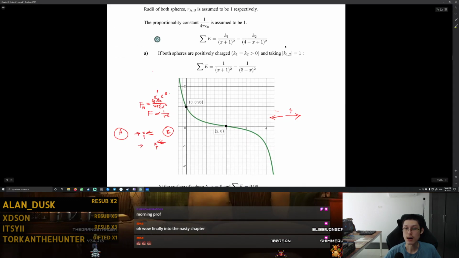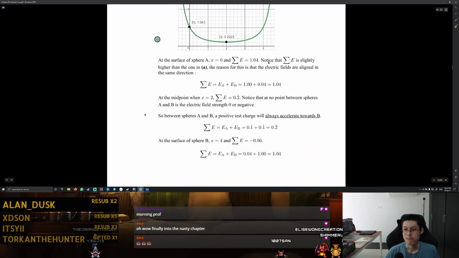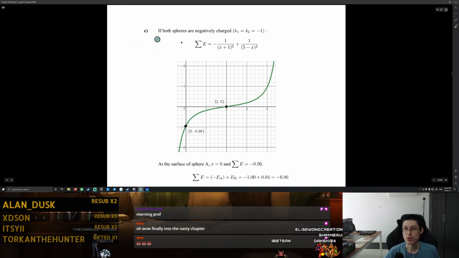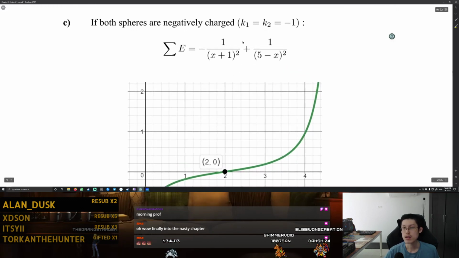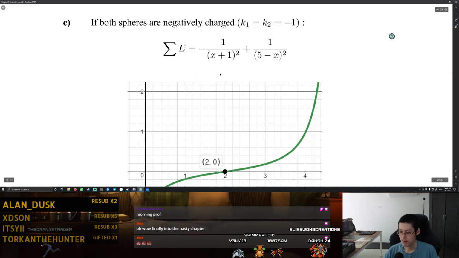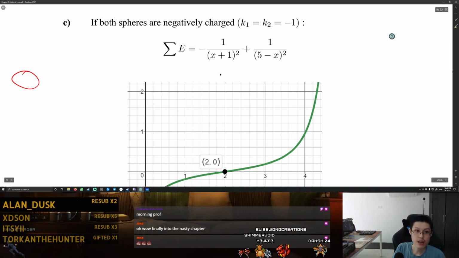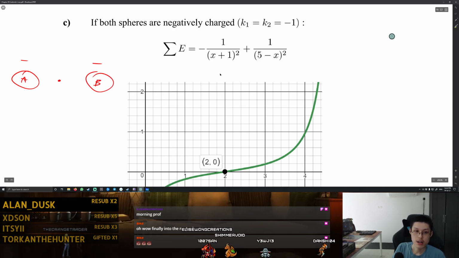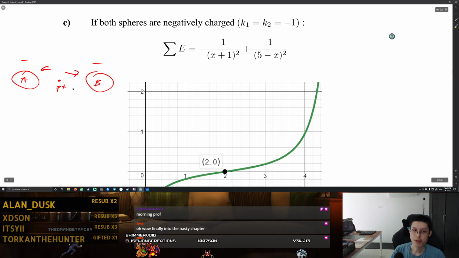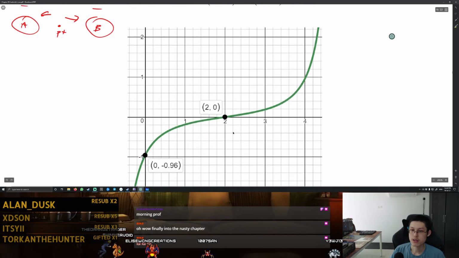Okay, continue. What if we have two negatively charged spheres? Let's say I have sphere A negatively charged, sphere B negatively charged. I put the test charge here. It's going to experience a force in both directions, which means if I put it smack in the middle, I should have 0 resultant electric field strength.